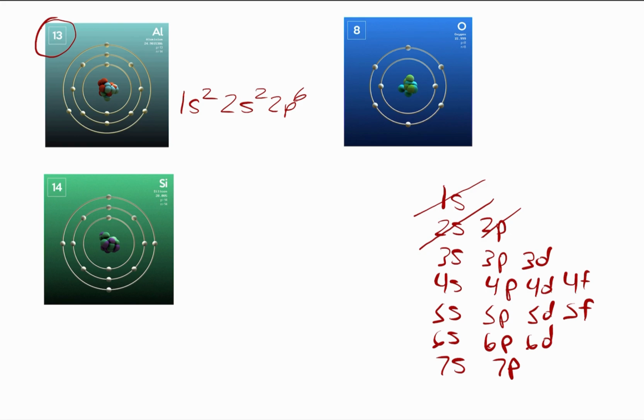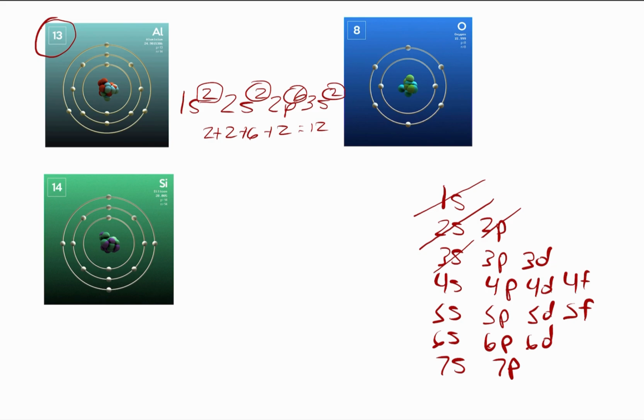Where are we at now? We're at 10 electrons, right? So now we need 3 more. So we can cross out 3s, and how much do we need? 6, 8, 10, 3, but s only holds 2, so that would be 1s2, 2s2, 2p6, 3s2. So how much do we have so far? We have 2 plus 2 plus 6 plus 2, 8, 10, 12 equals 12.